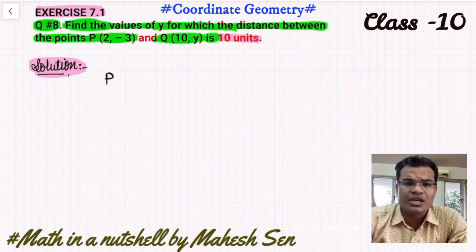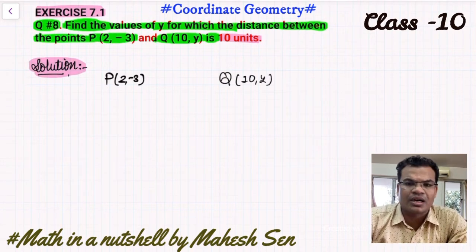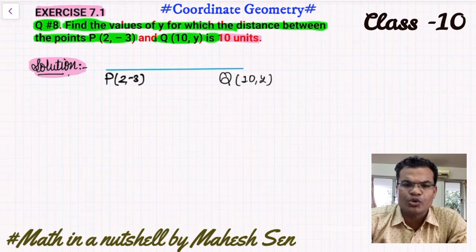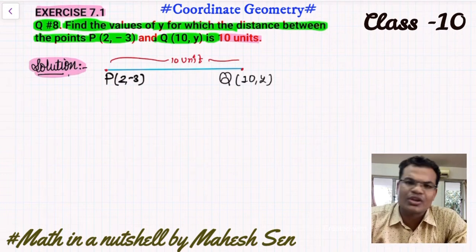So there are 2 points. One point is P whose coordinates are (2, -3), and the second is Q (10, y), and y we don't know. We have to find the value of this missing variable. This is a line segment, so I'm joining P and Q, and the distance between P and Q is 10, as given in the question. We generally write it as PQ equals 10 units.